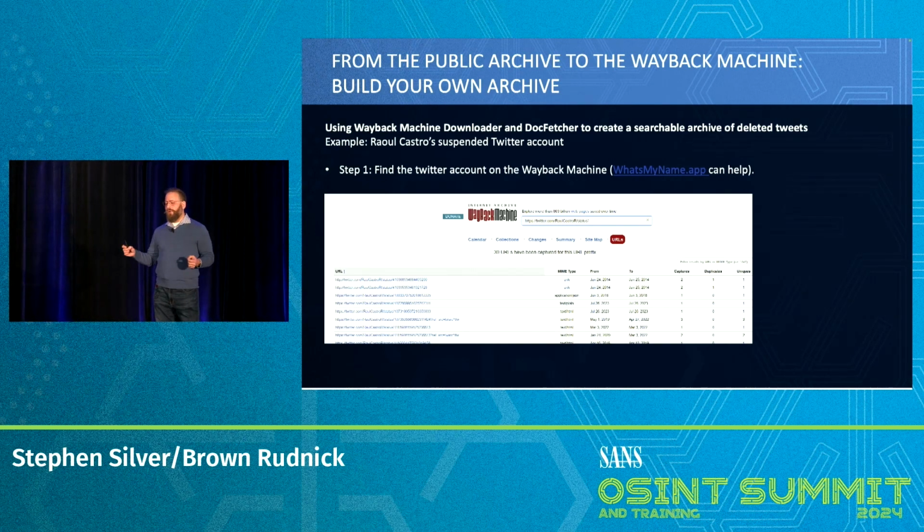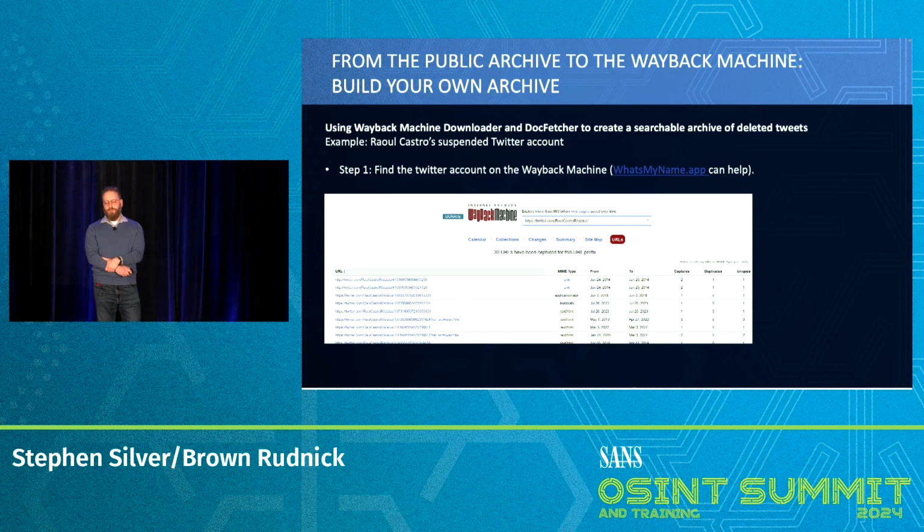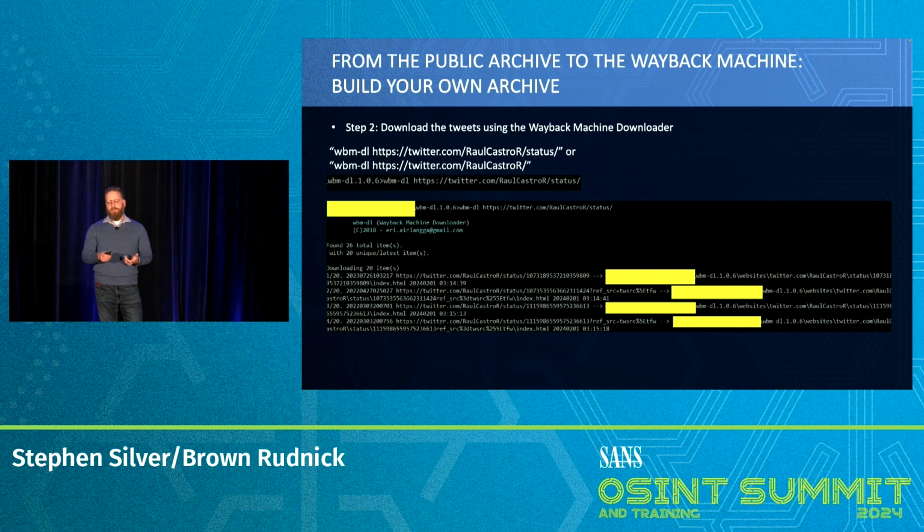So first you find the Twitter account. You can get the URL that it would operate under. You check it on the Internet Archive. You can use whatsmyname.app if you want to, from OSINT Combine, a very useful tool. You plug it in, you see how many there are.